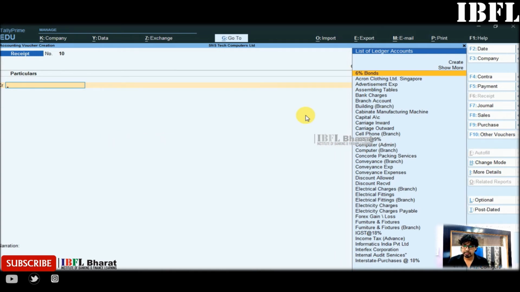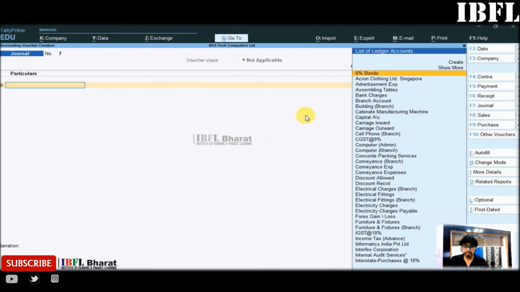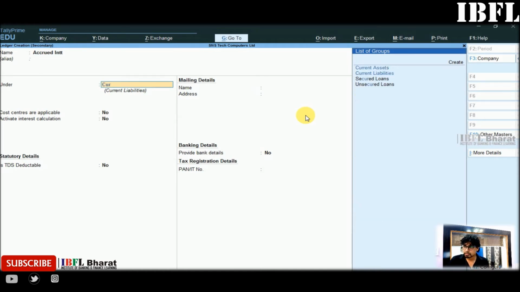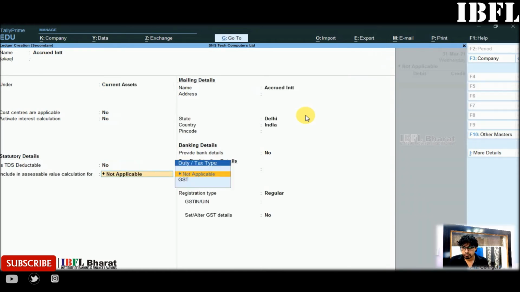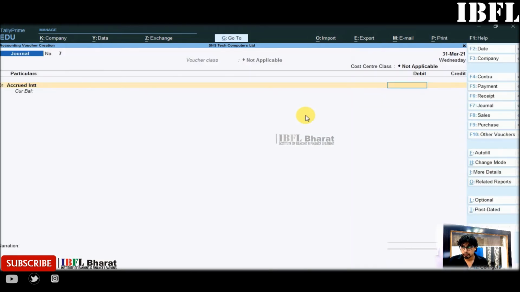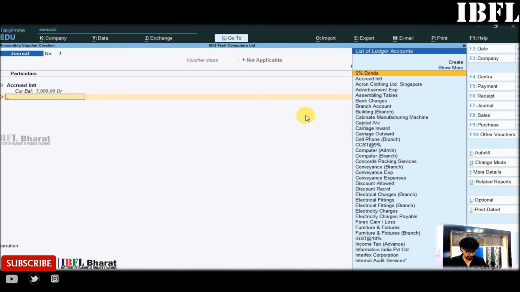We will prepare a ledger. We will make this entry in F7 journal voucher, and we will prepare a ledger of accrued interest, and it will be in our current assets. Amount is 7,000 rupees, and it is against interest on 6% bond. We will prepare its ledger also.